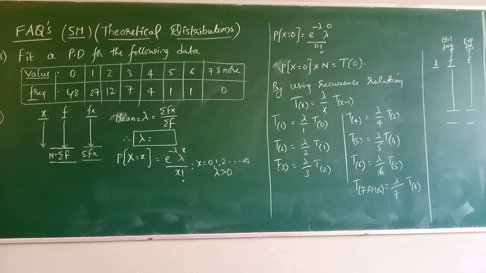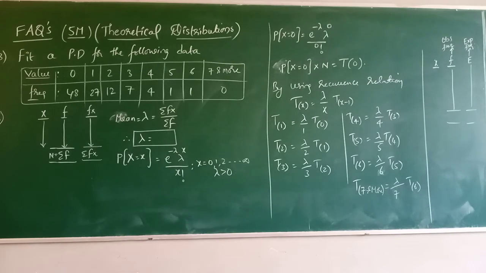Now the initial term 0 we have completed in the PMF. For finding the successive frequencies, we use this recurrence relation. Clear? That means 0 is completed, and afterwards 1, 2, 3, 4, 5, 6, 7 or more, from 1 to the end, we substitute in the recurrence relation. Take down T of x equals lambda by x into T of x minus 1. 0 is already done in the PMF, and multiplied by N we got T of 0. Then for successive frequencies, T of 1 equals lambda by x into T of x minus 1; in place of x you substitute 1.